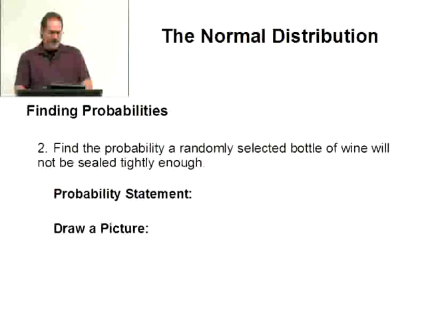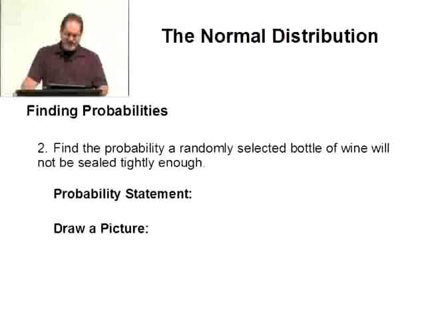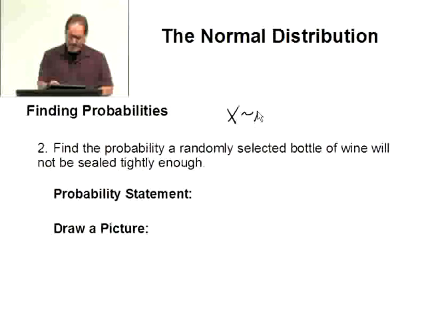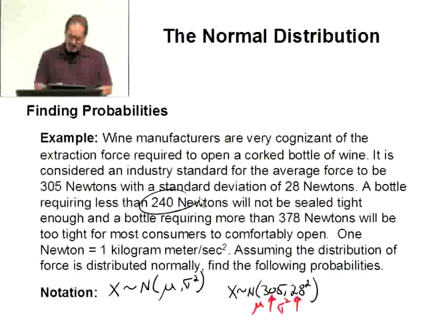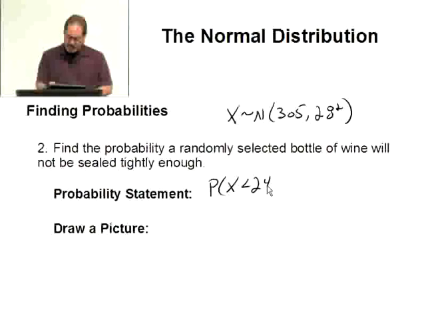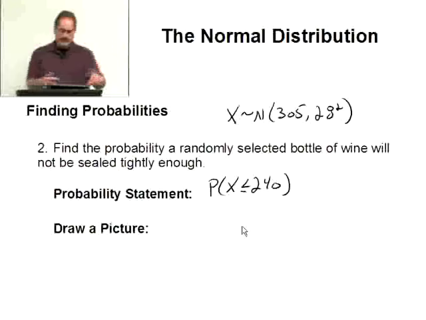Okay, next example. Find the probability a randomly selected bottle of wine will not be sealed tightly enough. Again, I'm going to just remind myself of the distribution. It's normal with a mean of 305, and the variance is 28 squared. Now, the probability statement is going to be a probability that x is less than, is it 240? Is that correct? I better go back and check. Yep, 240 newtons was the boundary. If it's less than 240, we're saying it wasn't sealed tight enough. So I want to know the probability x is less than 240. Or again, if you want, less than or equal to, it doesn't make any difference.